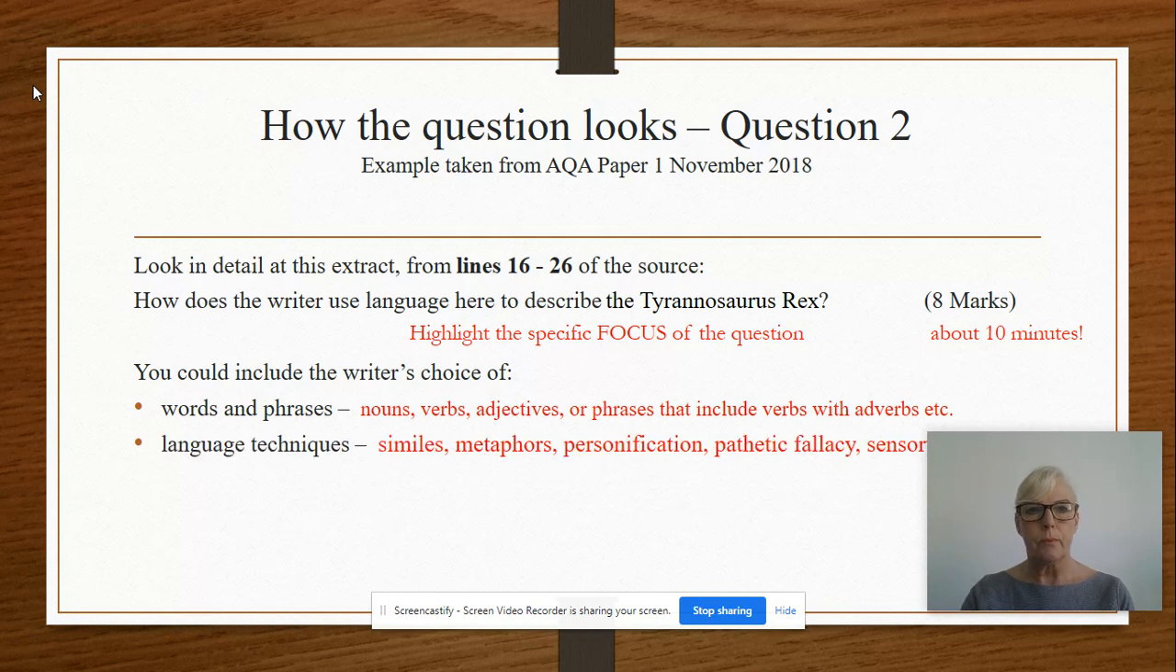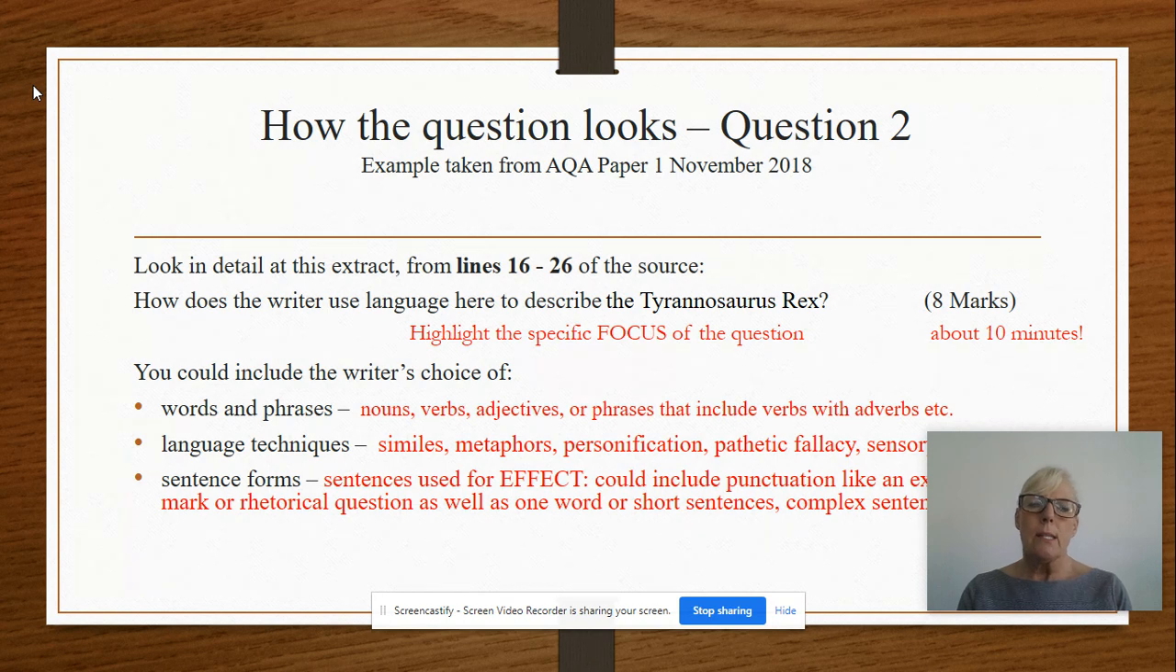Language techniques, when we talk about language techniques, that's things like similes, metaphors, personification, pathetic fallacy, sensory language, anything like that are techniques of language that writers use. And sentence forms. Now, we have talked about sentence forms. It's not enough to just say, oh, the writer has used a short sentence, or the writer has used lots of long sentences, if you can't say for what purpose. So only use the sentence forms if you actually can identify the purpose that they have been used for.